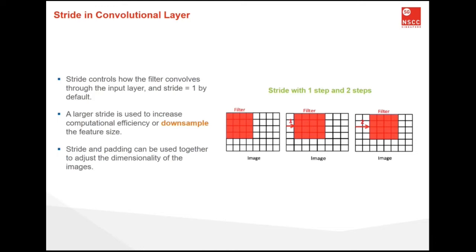To sum up for padding and stride, padding can increase the height and width of the outputs. This is often used to give the output the same height and width as the input. Stride can reduce the resolution of the output, for example, reducing the height and width of the output to only 50% of the height and width of the input. Padding and stride can be used together to adjust the dimensionalities of the image effectively.